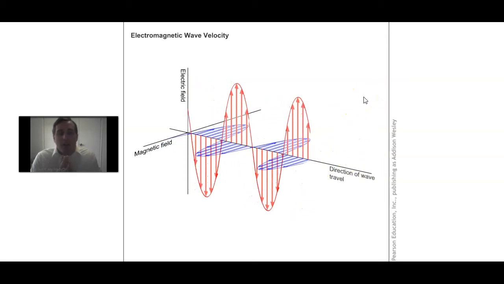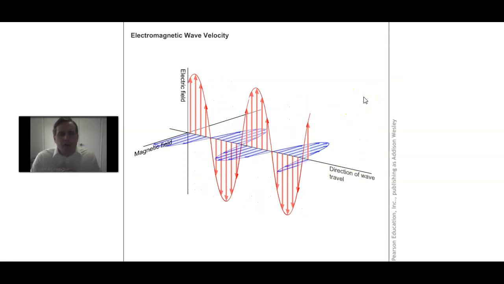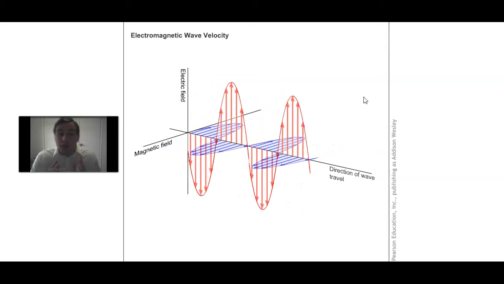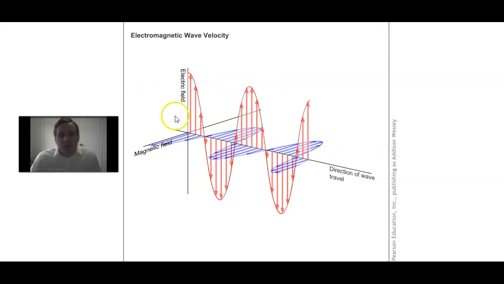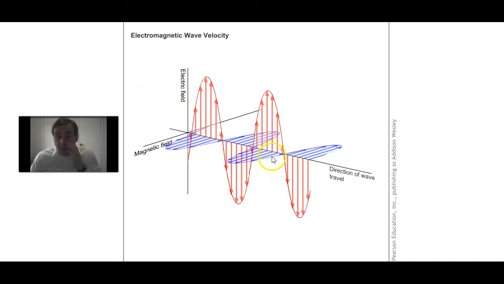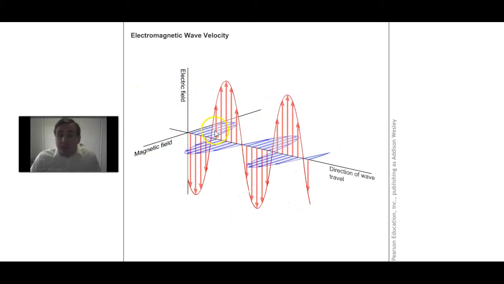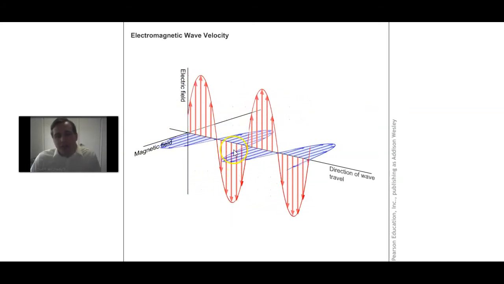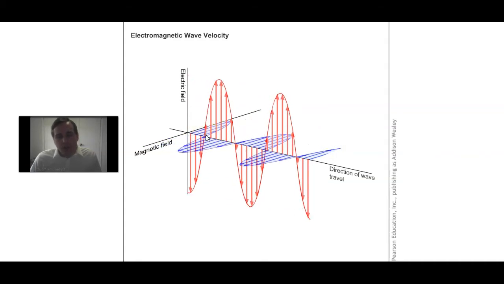Notice electromagnetic waves. What are they? Are they longitudinal or transverse waves? Yeah, they're most definitely transverse waves because their direction of propagation is perpendicular to both the electric field and the magnetic field. So you could imagine that these are definitely transverse waves.